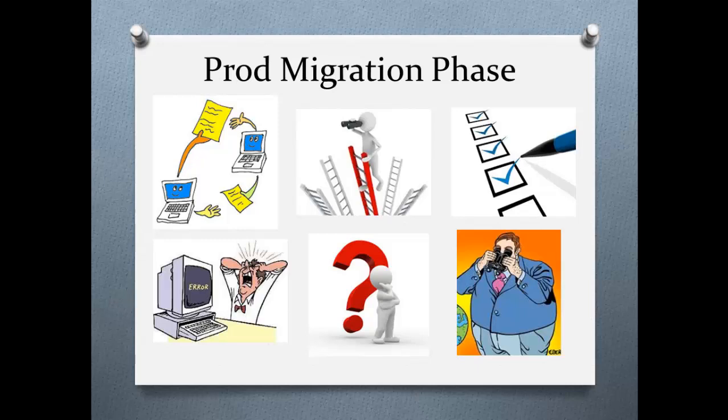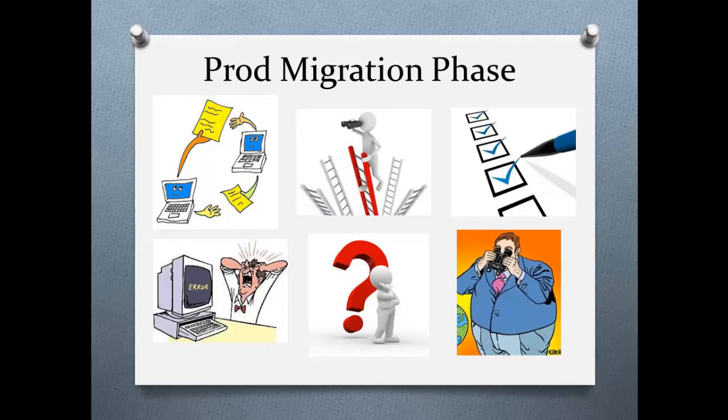Once everything is signed off and everything from each department is done, the project manager or the technical release manager, who is called TRM, will create a production migration document. This prod migration document includes all the job names, Unix script names, and all the things that need to be migrated from UAT to production.